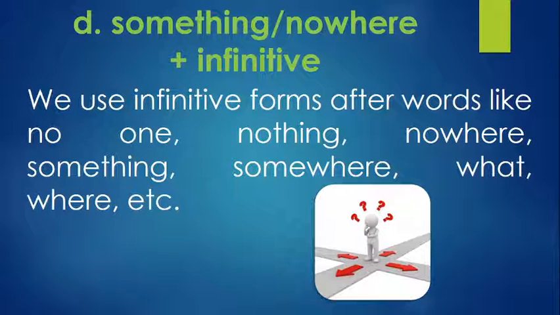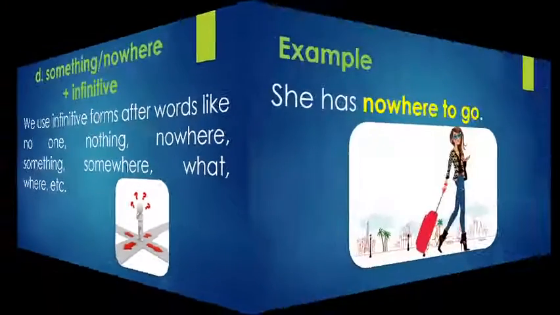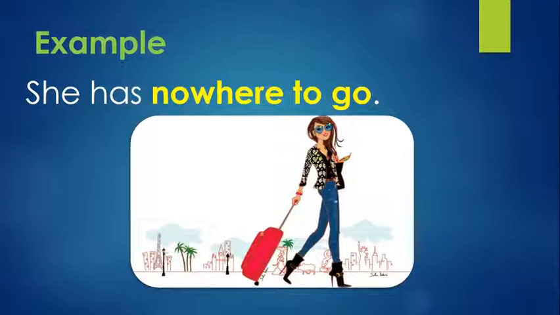We use infinitive forms after words like no one, nothing, nowhere, something, somewhere, what, or where. Let's see how. She has nowhere to go.